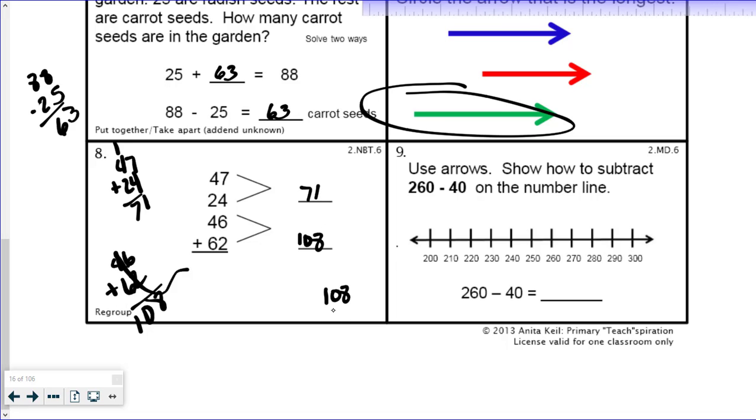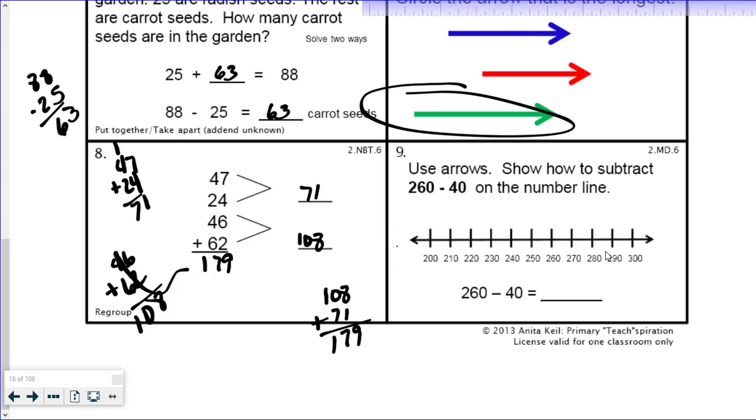So 108 and 71. Lined up my 10s and my 1s. There's no hundreds in 71. So it's going to be 9, 7 10s, 100. So 179 should be the answer that you got.